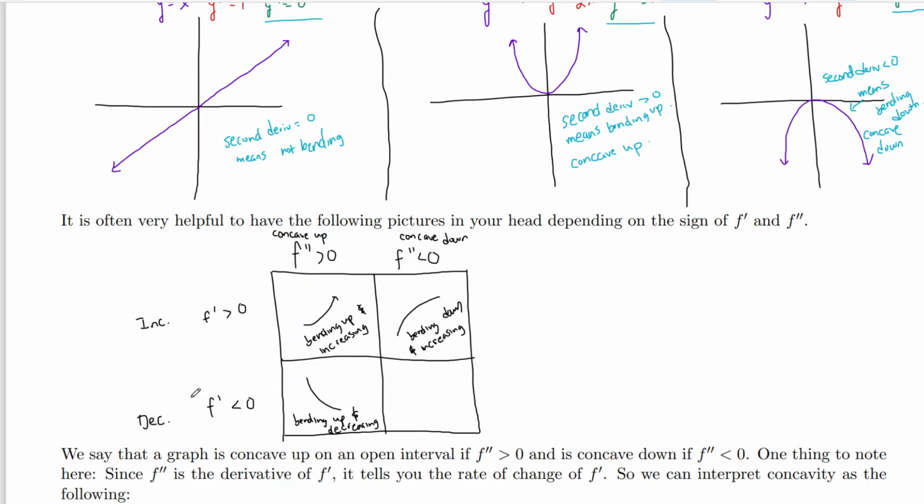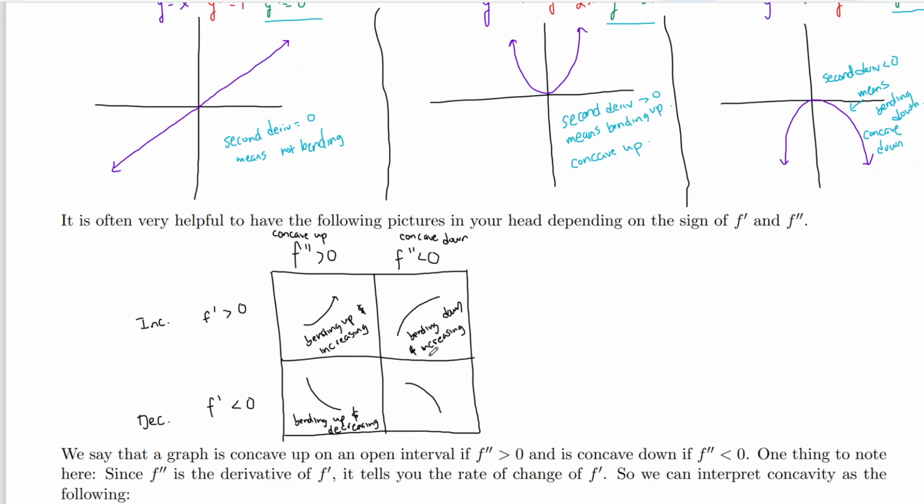And then decreasing and concave down would be the right half of the downward parabola. It's going down and it's also bending down. So it looks something like this. And the point is, any graph will be broken down into pieces like this. It'll either be bending up or bending down, concave up or concave down. So it has to fall on one of these four pictures.